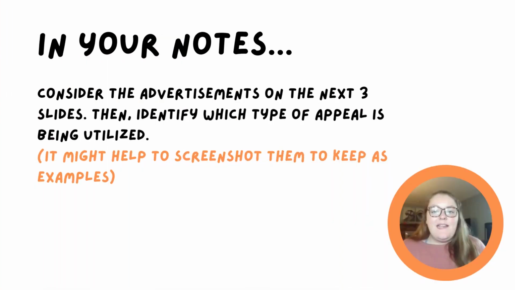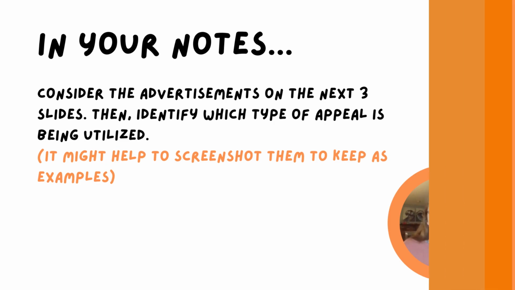All right, let's practice identifying the rhetorical appeals, ethos, pathos, and logos. On the next 3 slides, I have 3 advertisements, 1 example of each. In your notes, identify which appeal you think that advertisement is an example of and explain your answer. It may help to take screenshots of the ads and put them in your notes if you're working digitally.